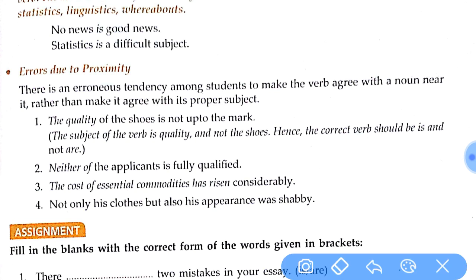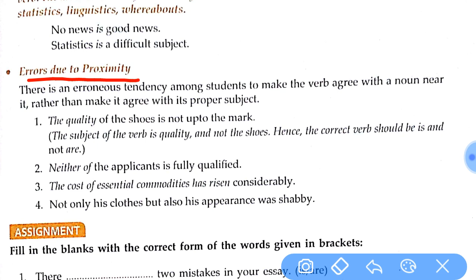We have here errors due to proximity. What error, mistake can be made? There is an erroneous tendency among students to make the verb agree with a noun near it rather than make it agree with the proper subject. So what is near to the verb? Usually we try to follow that, but we must take the whole subject as a whole. The quality of the shoes is not up to the mark.